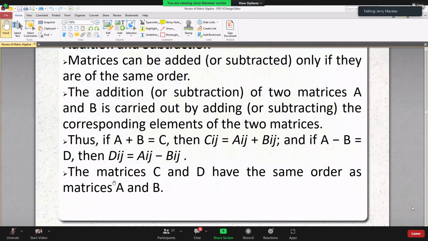And the resulting matrix, meaning the sum or the result, should also be of the same size as the two matrices that you added or subtracted. Okay?